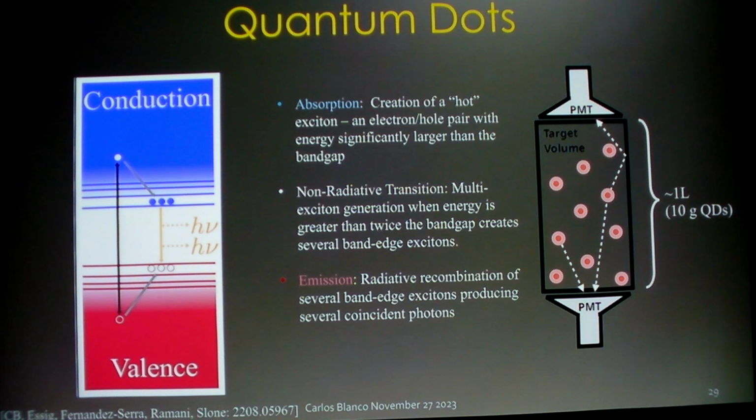And because you have multiple band edge excitons, they can then recombine the electrons and the holes and give off photons that are correlated in time to within the radiative lifetime of your exciton. Okay, so what does this mean practically?